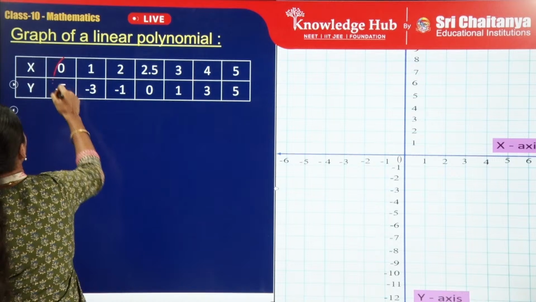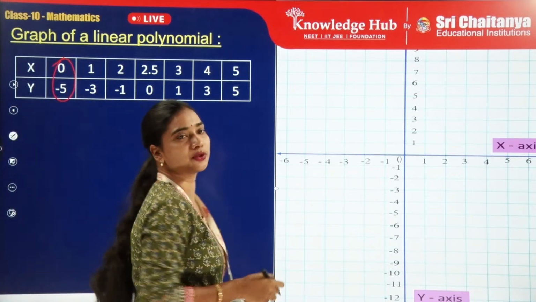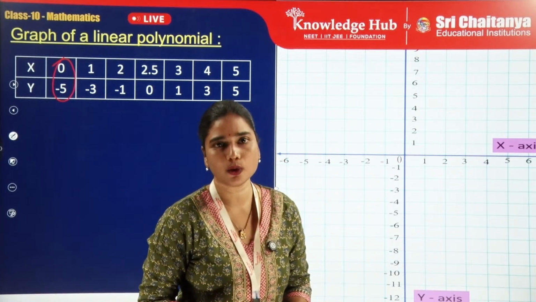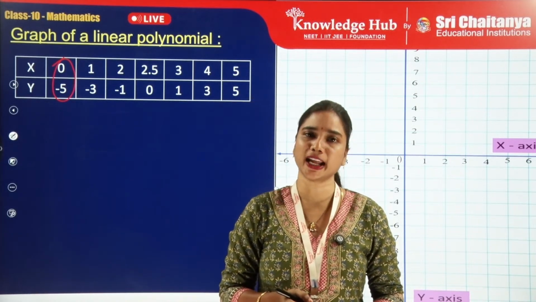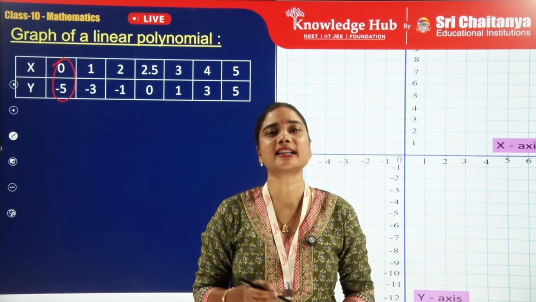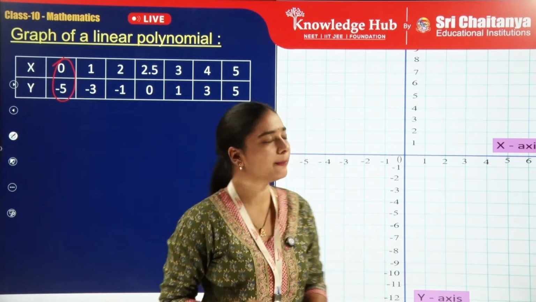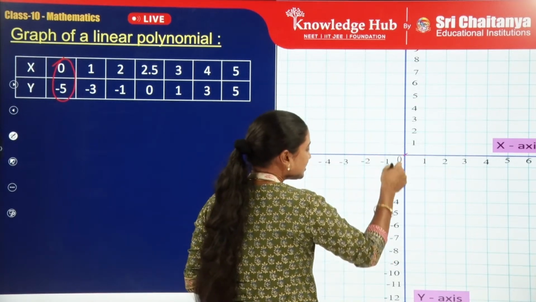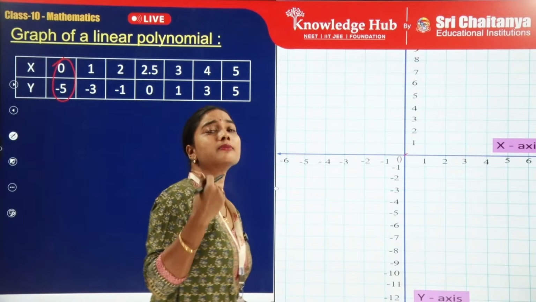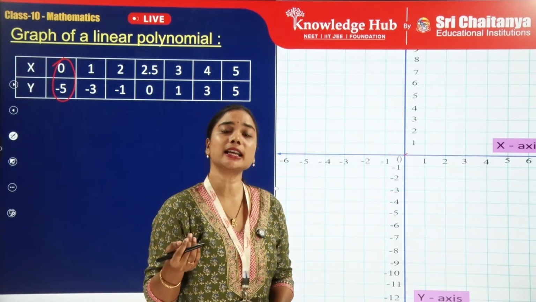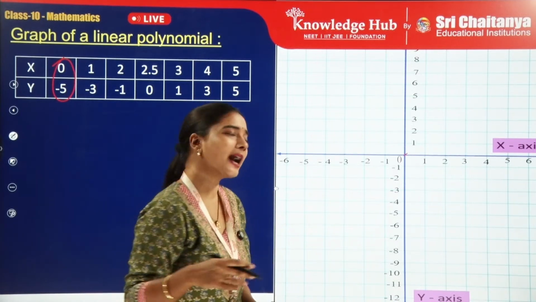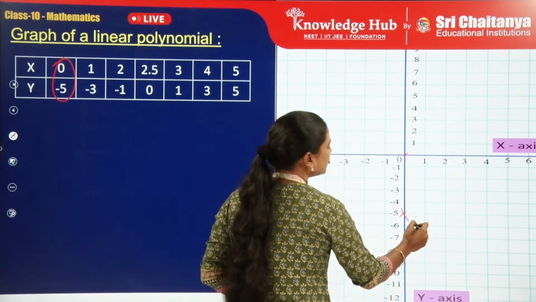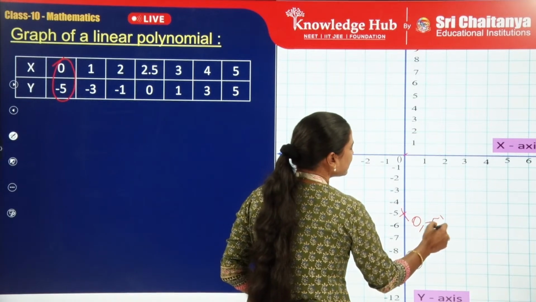So the first point is (0, -5). It means on the x-axis we have to take 0, and on the y-axis we have to take -5. X coordinate is 0, y coordinate is -5. Find 0, and -5. So the x coordinate becomes 0, hence the point lies on the y-axis. So keep the point on the y-axis here. So this is (0, -5).